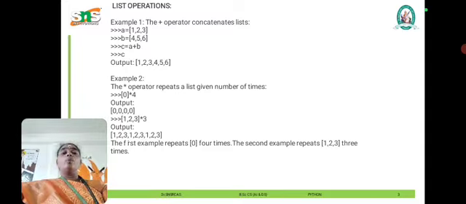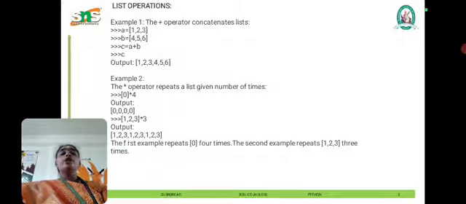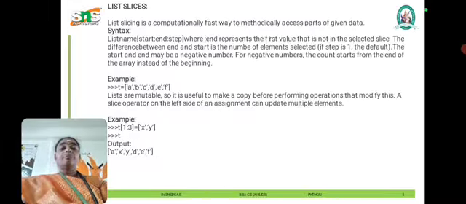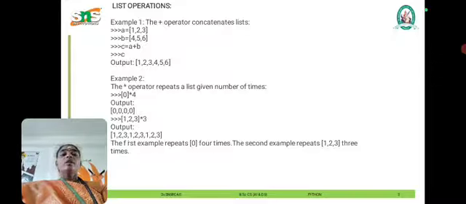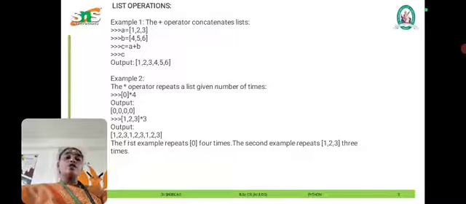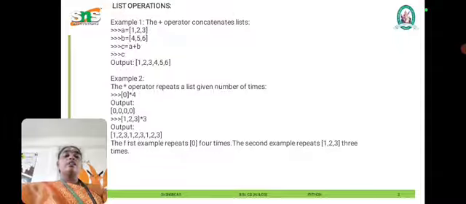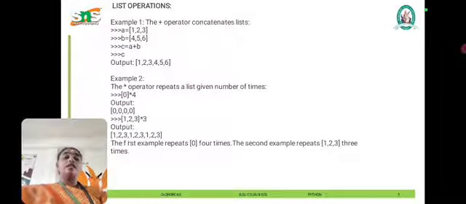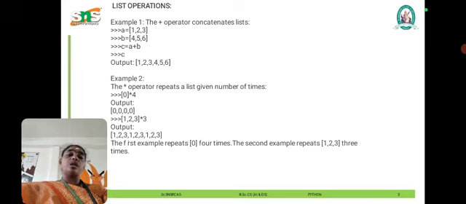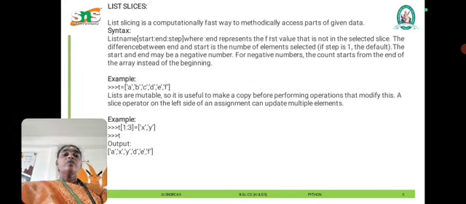Now the second operator, asterisk. The asterisk operator gives repeated content. For example, the 0 index times 4 means the 0 index content is displayed 4 times. The 0 index is 0, so 0 is displayed 4 times. For example, the list 1, 2, 3 times 3 means it is repeated 3 times: 1, 2, 3, 1, 2, 3 and 1, 2, 3. This is the asterisk.